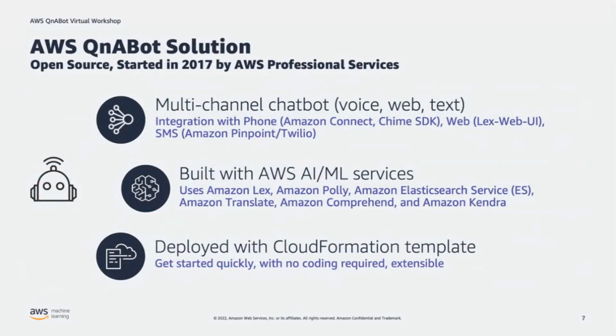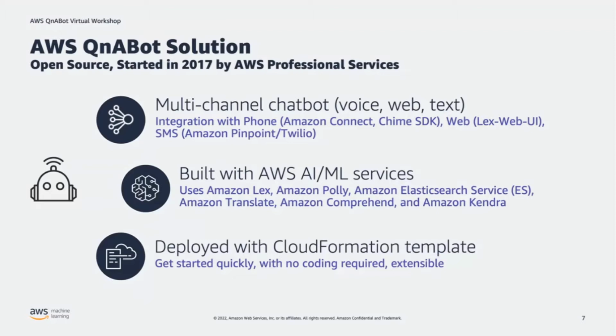So, what is QnABot, and what is the QnABot solution? QnABot is an open source project that was started in 2017 by AWS Professional Services. It's hosted on GitHub. It allows you to build a multi-channel chatbot. And by multi-channel, I mean that you can get to the chatbot from a variety of ways, such as phone systems through Amazon Connect and the Chime SDK, or third-party contact centers, or via the website using Lex Web UI, which is another open source project to embed Lex chatbots in your website, or through SMS messaging, such as Amazon Pinpoint and Twilio.